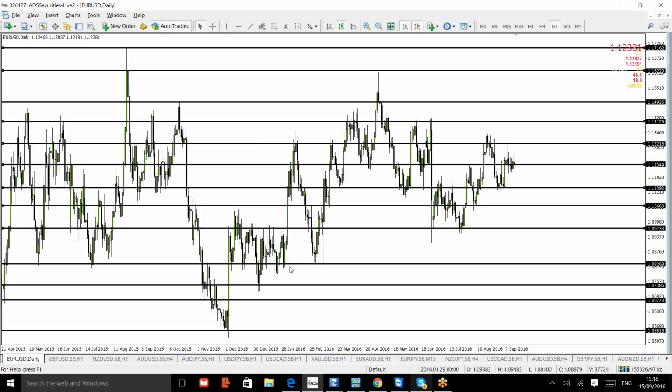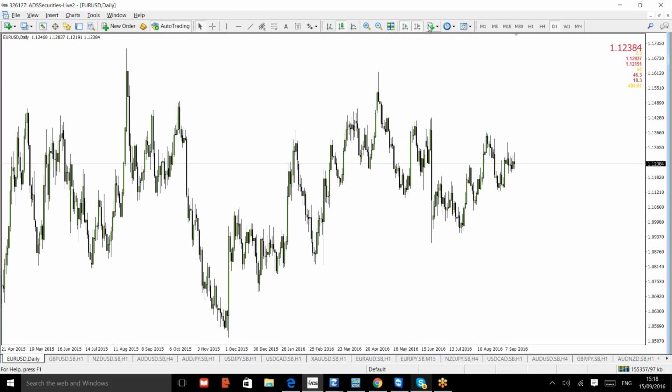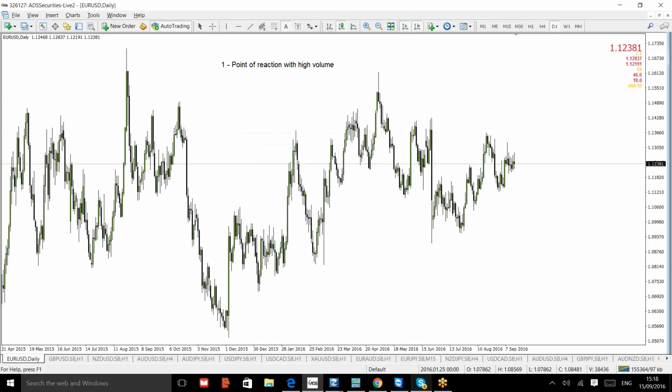Okay, guys, I'm going to show you how to mark the support and resistance exactly on your charts. The first point: these are the strongest ones, regardless of the time frame you're on. They are the ones from the point of reaction with high volume. Just leave the volume out of the equation for now, but the point is the point of reaction. Now what does the point of reaction mean? Here, guys.